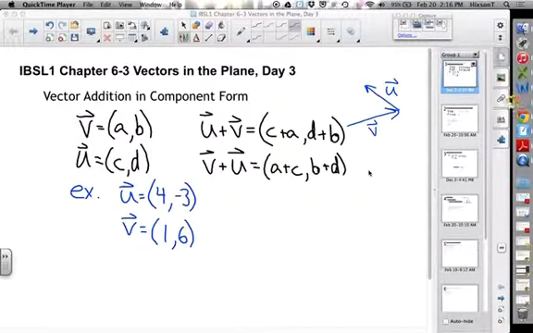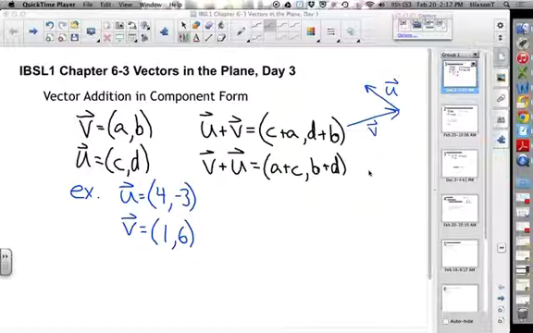Now, before we get to an actual example of this, I want to look at these two that I have here. You'll notice u plus v technically would be c plus a and d plus b, because I had u coming first, so the c and d have to come first, right? When I do v plus u, the components of v are a and b, so those come first. However, these are just real numbers, right? So does it matter which order they're in? No.